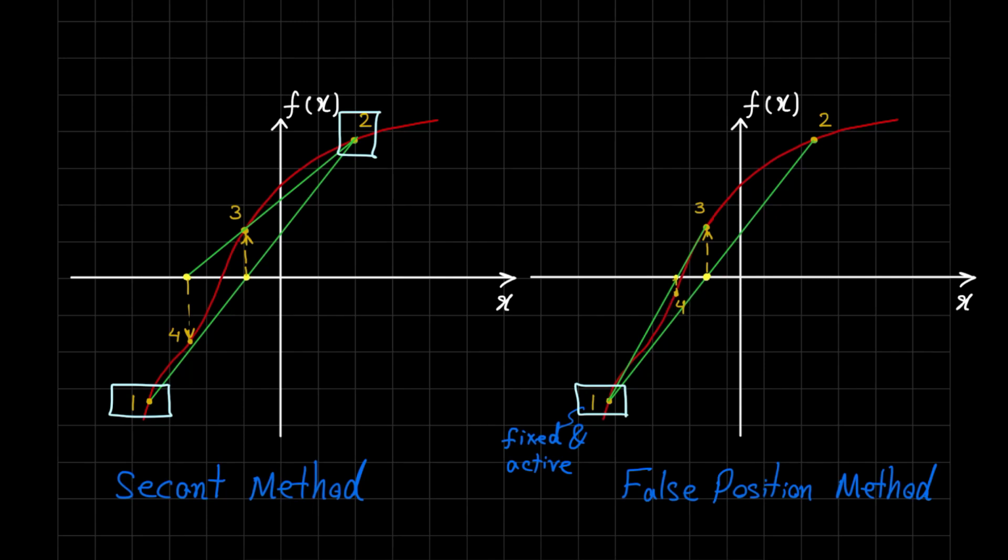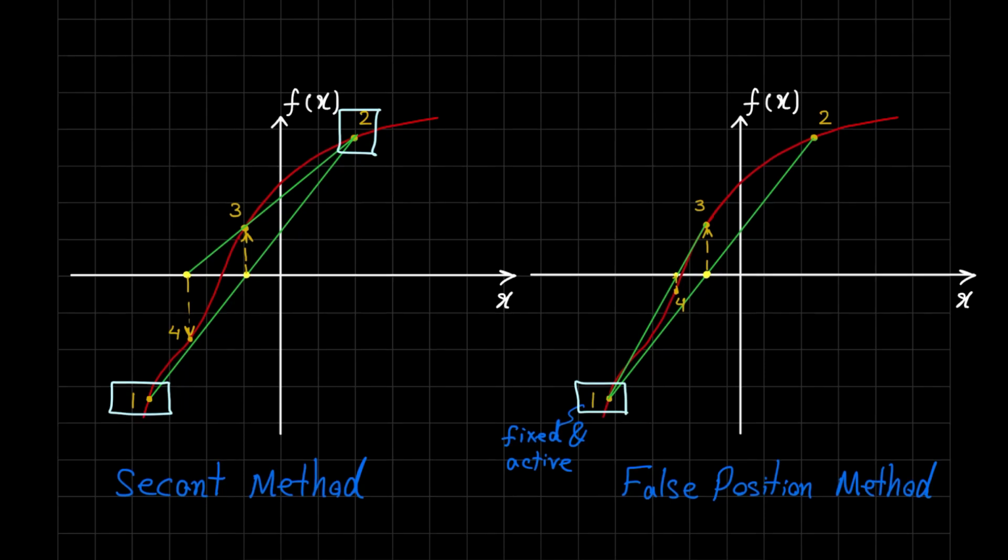So for the false position method, we always have interpolation between the two points, but for the secant method, we also have extrapolations. For example, the secant line between point 2 and 3 and the intersection of that line with the x-axis is the extrapolation. So this one is extrapolation. That's the difference between the secant method and the false position method.